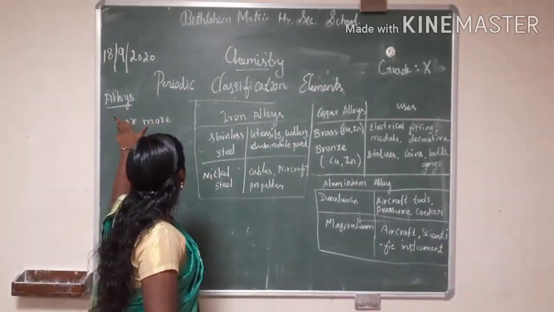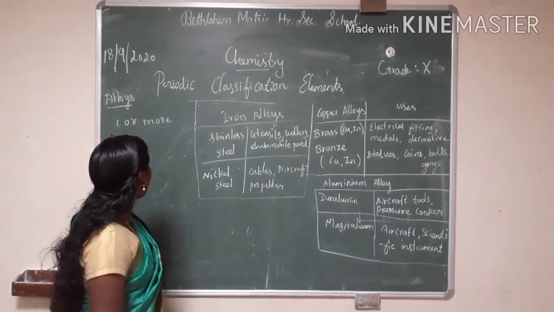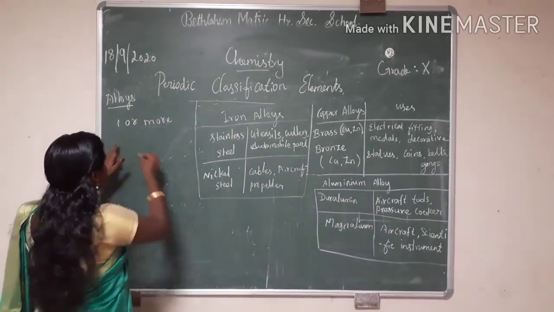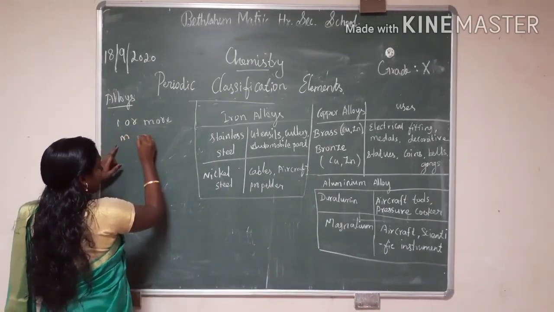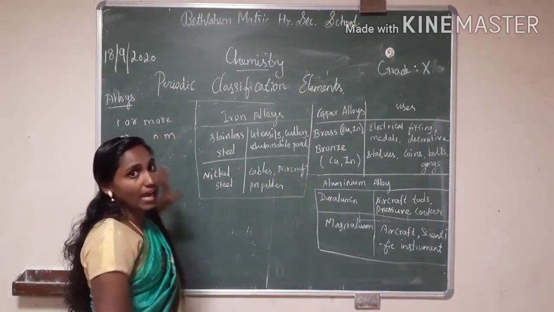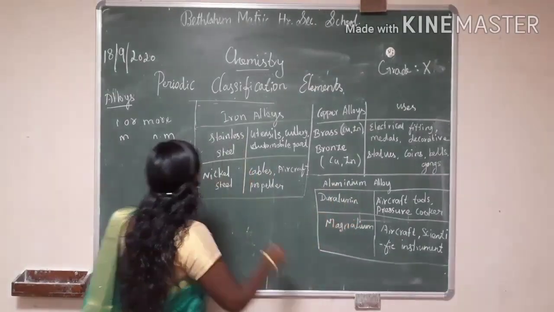So alloys is a homogeneous mixture of one or more metals, or one or more metals with non-metals. Have you understood alloys? Metal with non-metal is also called alloys. And the best example for alloy is gold.